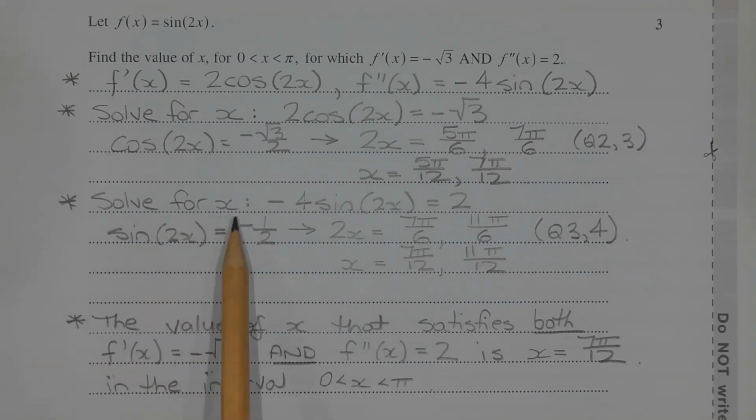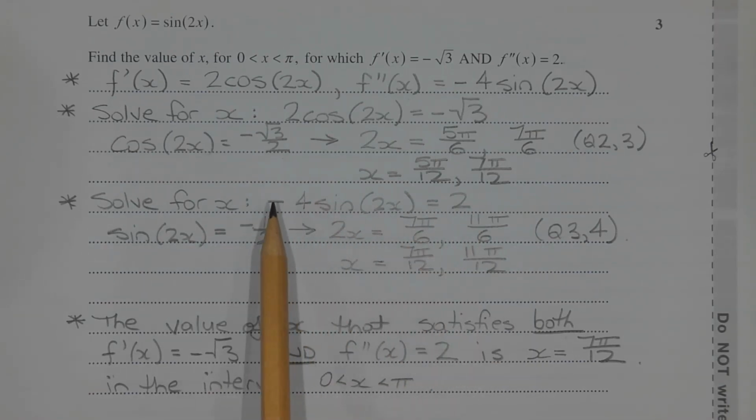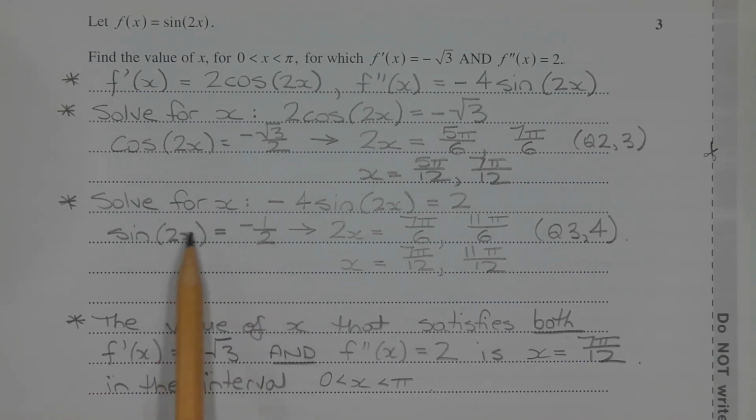Next, solve for x the equation negative 4 sine of 2x equals 2. Dividing both sides of the equation by negative 4, we get sine of 2x is equal to negative half. Taking the inverse sine of both sides to make 2x the subject, we get 2x is equal to 7 pi over 6 and 11 pi over 6, which are angles in quadrants 3 and 4, since we're taking the inverse sine of a negative ratio. Making x the subject by dividing both of these values by 2, we get x is equal to 7 pi over 12 and 11 pi over 12.